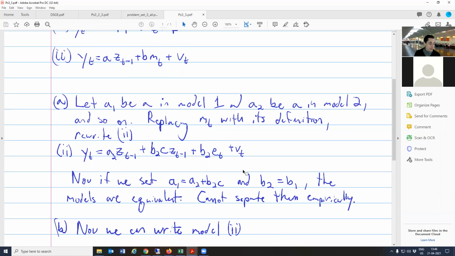You can never tell them apart, because you give me the parameters from one model and I can just translate them into parameters from the other model that will give you exactly the same results. Okay, so no data, I think I wrote it here. You can't separate them empirically. No data will ever allow you to separate these two models. So if this were the real world, we would never be able to know whether it's only surprises that matter or whether it's the money supply as a whole that matters.